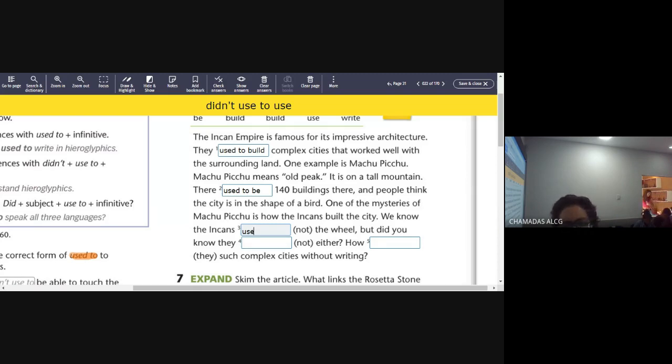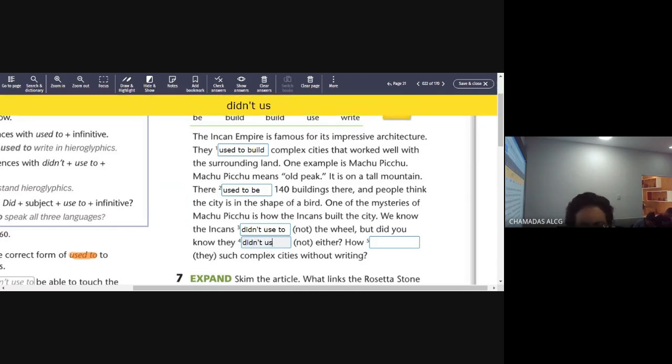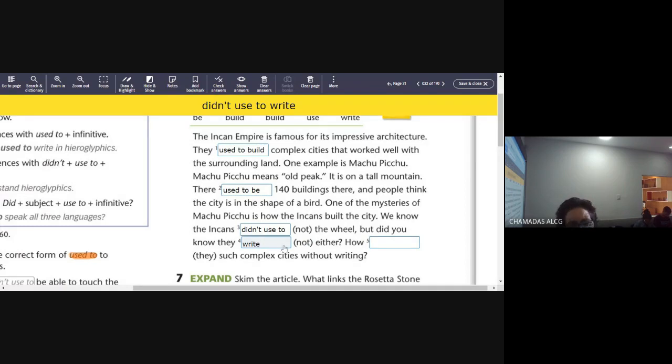So here they didn't use to use the wheel. Do you know the wheel, guys? The wheel is the round thing we use to make cars. Very good. They didn't use to write. They didn't use to write either. So they didn't use to use the wheel, and they didn't use to write either.